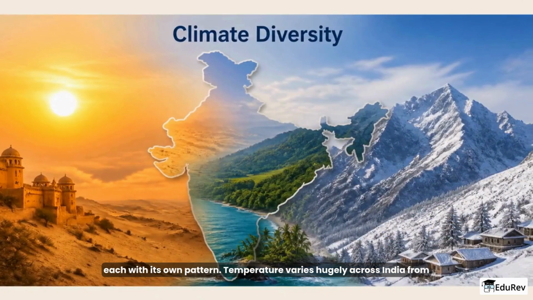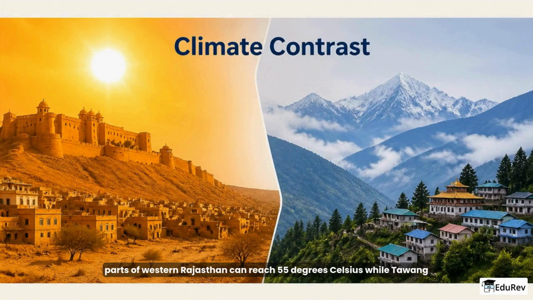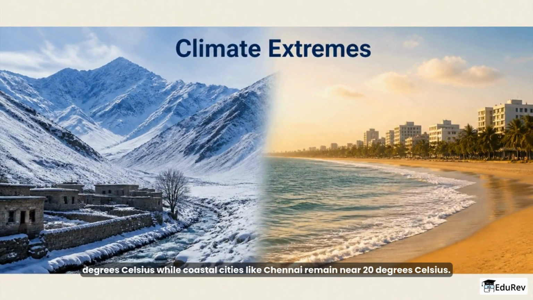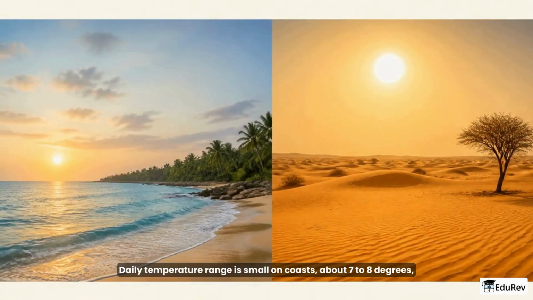Temperature varies hugely across India, from very hot summers in the west to cool summers in the northeast hills and very cold winters in the far north. In summer, parts of western Rajasthan can reach 55 degrees Celsius, while Tawang in Arunachal stays around 19 degrees Celsius on the same day sometimes. In winter, Dras in Ladakh can fall to minus 45 degrees Celsius, while coastal cities like Chennai remain near 20 degrees Celsius. Daily temperature range is small on coasts, about 7 to 8 degrees, but huge in the Thar Desert, often 30 to 35 degrees.